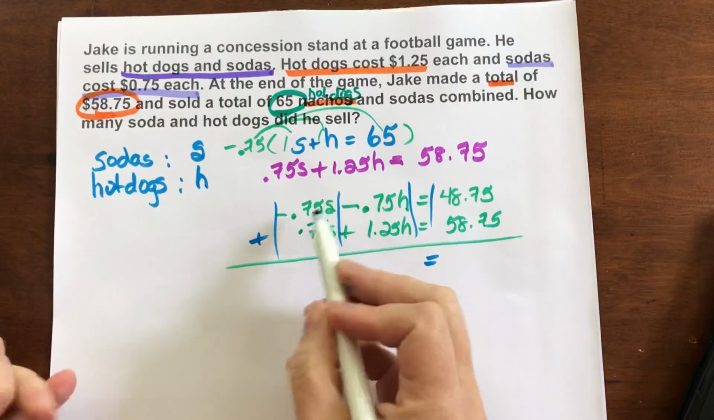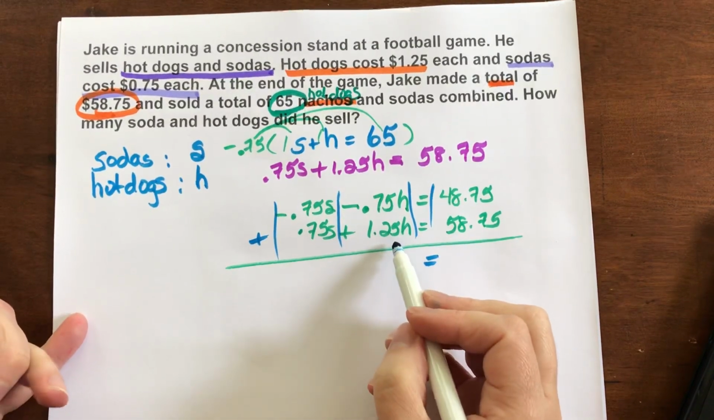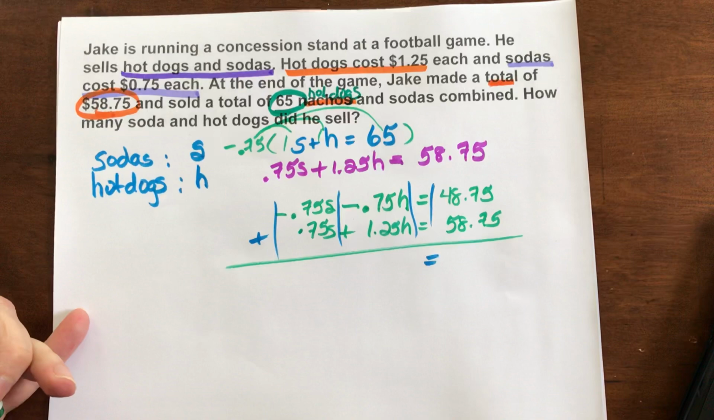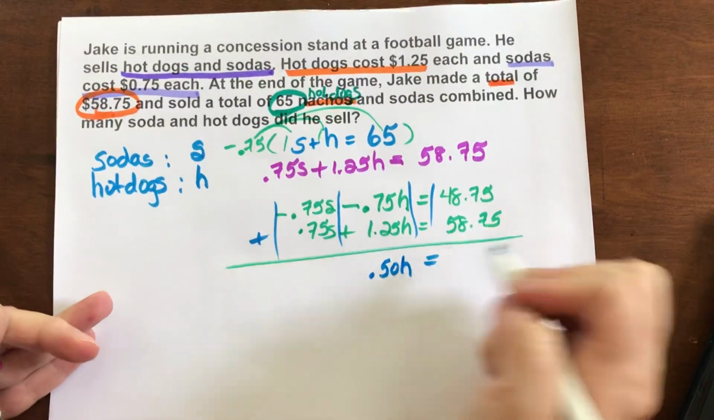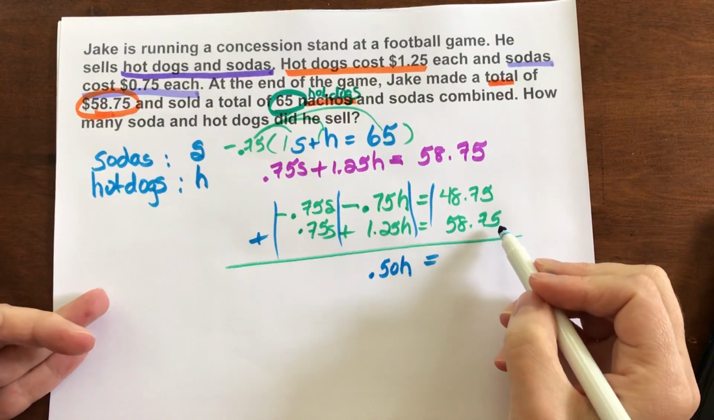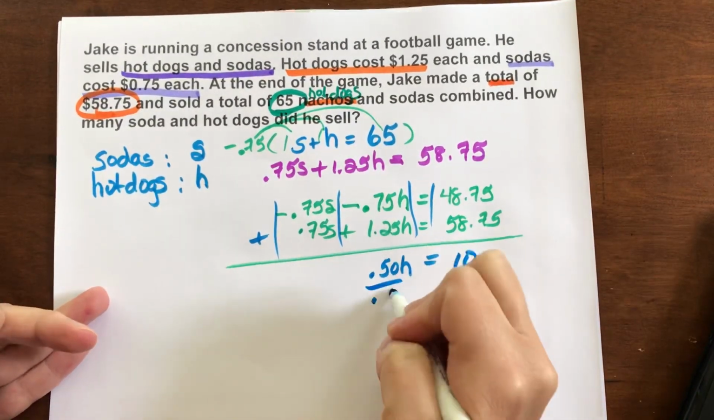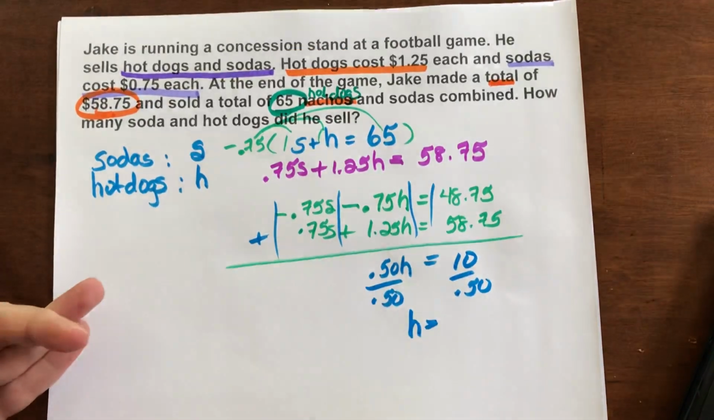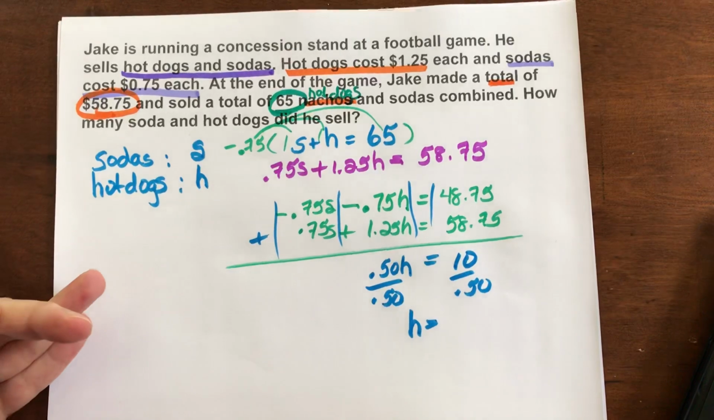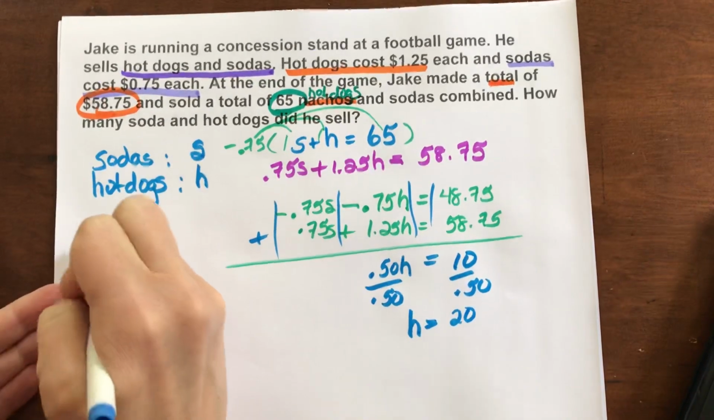So the 75 cents cancels out. $1.25 minus 75 cents is going to be 50 cents. So that's going to be 0.50 a hot dog. And then $58.75 minus $48.75 is going to be 10. So if you take 10 and divide by 50 cents, it's going to be 20. All right, so he sold 20 hot dogs.